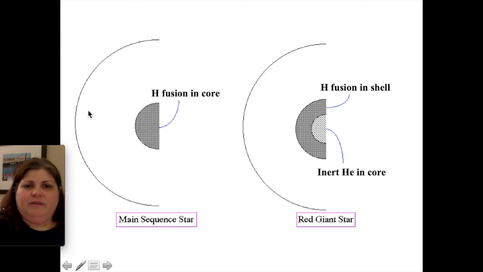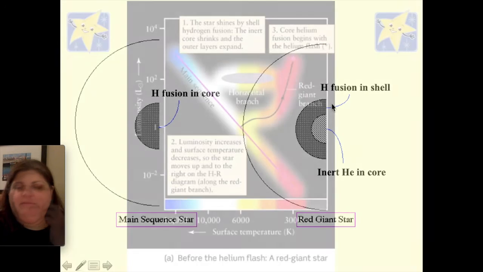Earlier you labeled this left side of the diagram in your notes. Now is a good time to label the parts of a red giant star. So we have inert, in other words, non-fusing helium in the core, and fusing hydrogen in the shell.